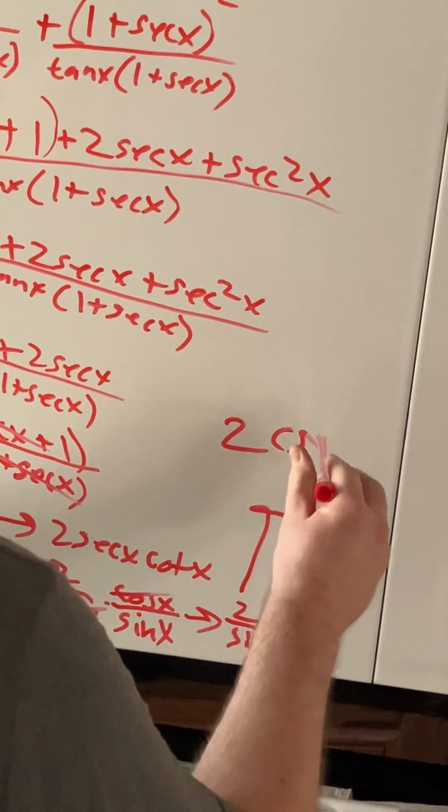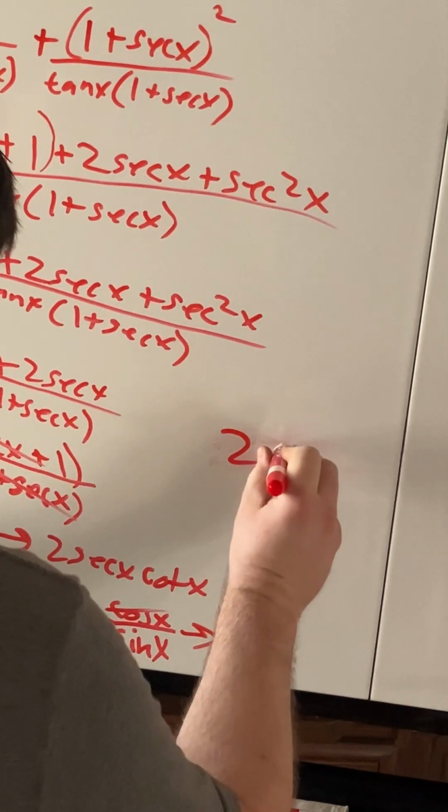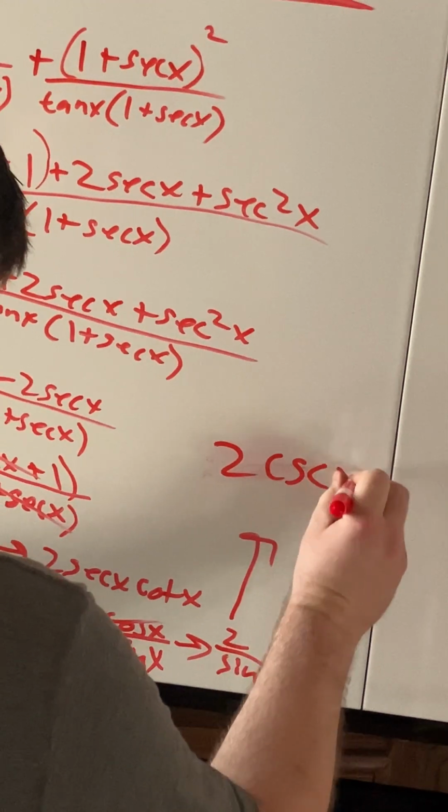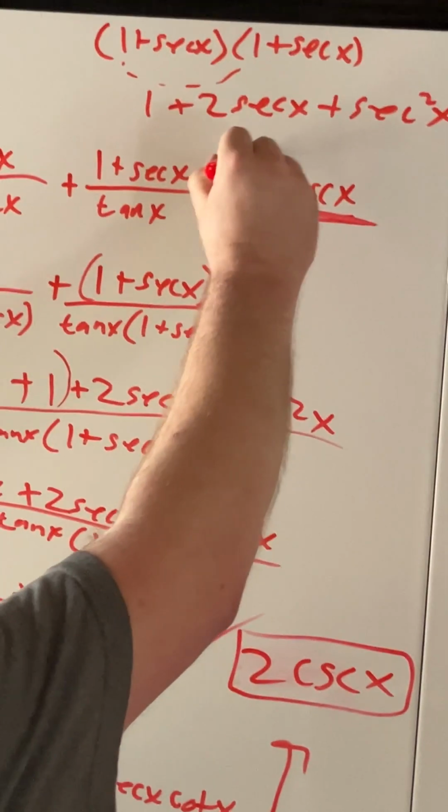2 cosecant x. Voila. That was what we were trying to turn it into here.